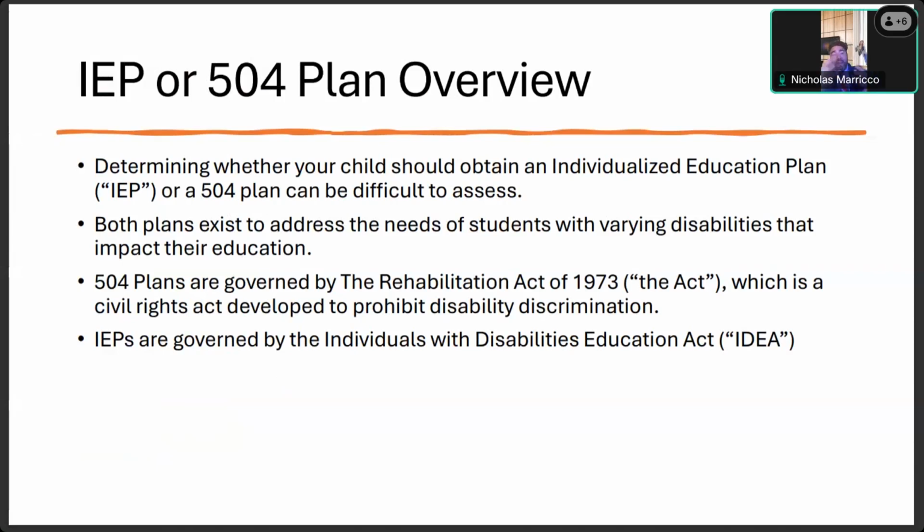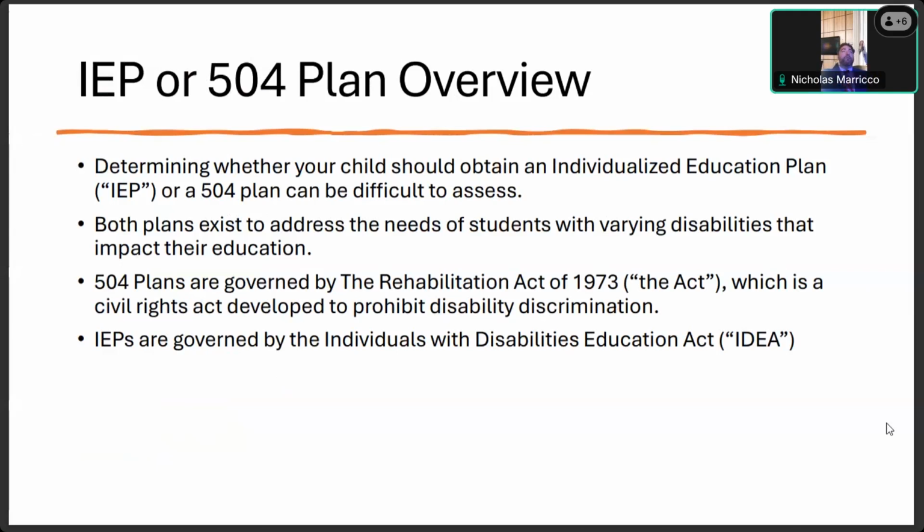And now the biggest difference, I mean, they are two completely different things. They are literally apples and oranges. But the key difference is what law governs 504 plans and which law governs IEPs. 504 plans are governed by Section 504 of the Rehabilitation Act of 1973. And I bet you cannot say that 5 times fast. And this is a civil rights law that is developed to prohibit disability-based discrimination by schools that receive federal funding. Spoilers, almost every single school receives federal funding.